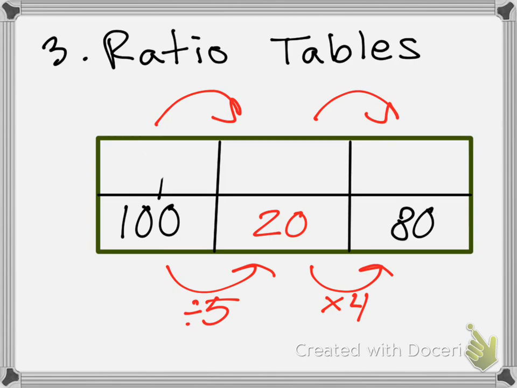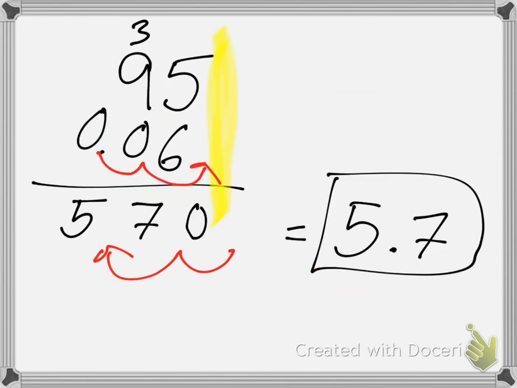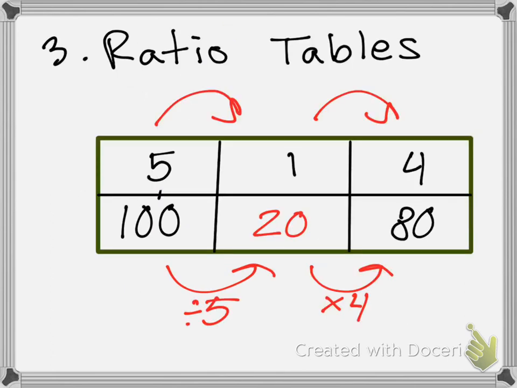I'm actually going to change my answer because I made a mistake. We're going to make this a 5. What's 5 divided by 5, Jaden? 1. What's 1 times 4, Jaden? 4. So we find out that the answer would be 4 out of 80 people. 4 is 5% of 80. 5% of 80 is 4. As we know, 6% of 95 is 5.7. So those are the 3 ways that we can go about finding a percentage of a number.